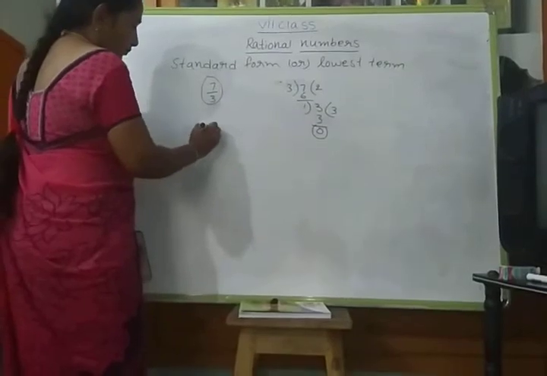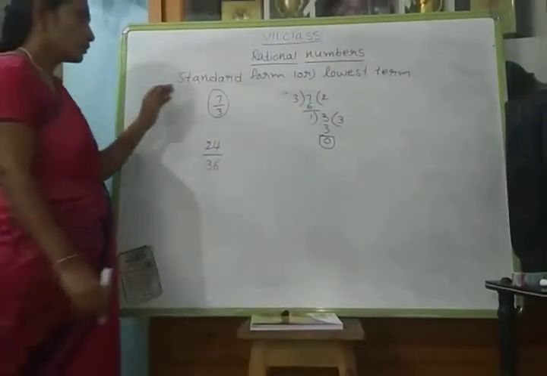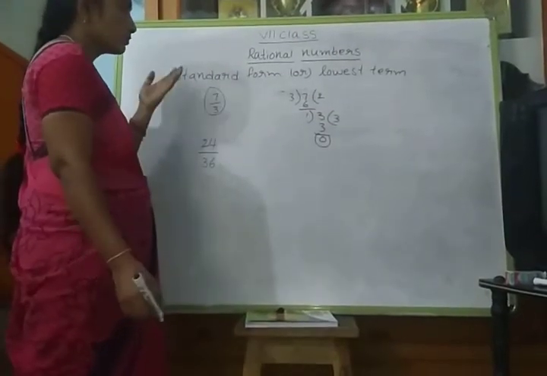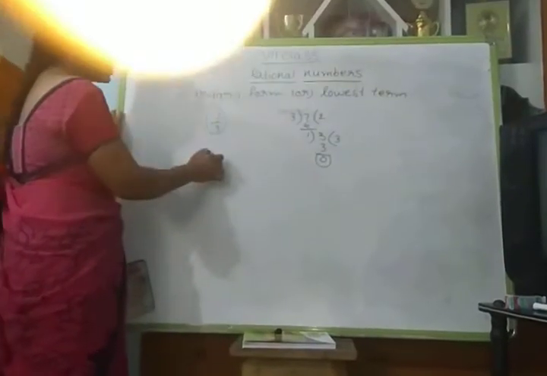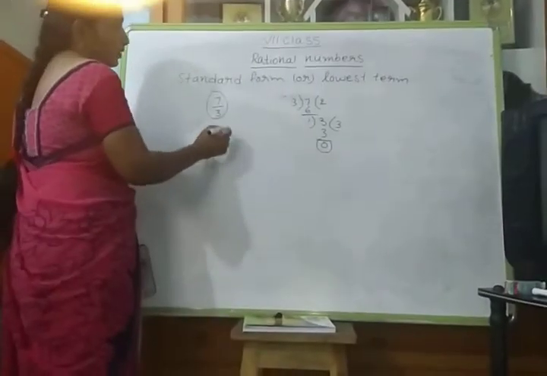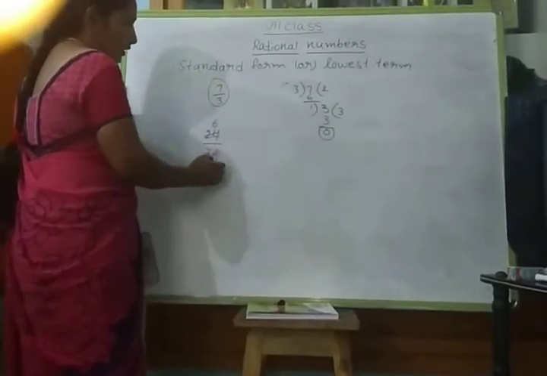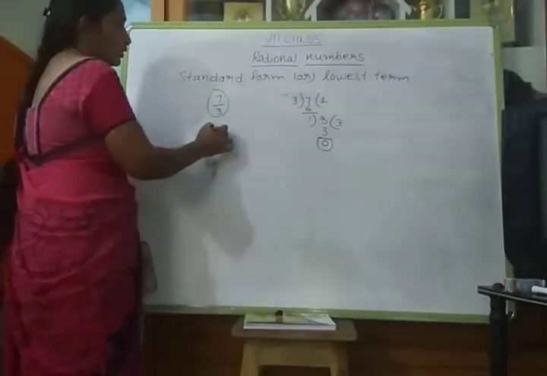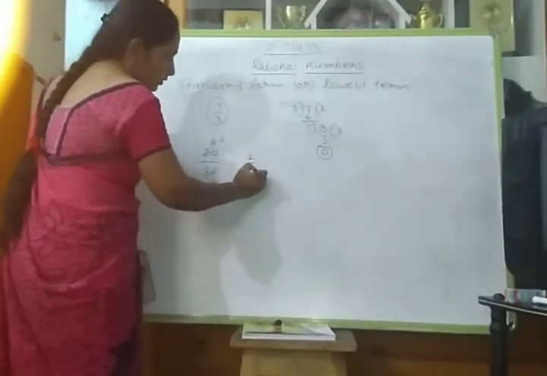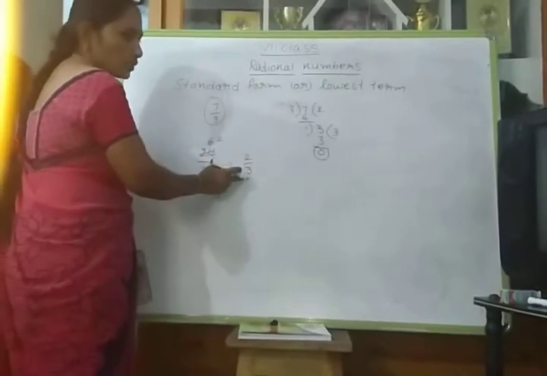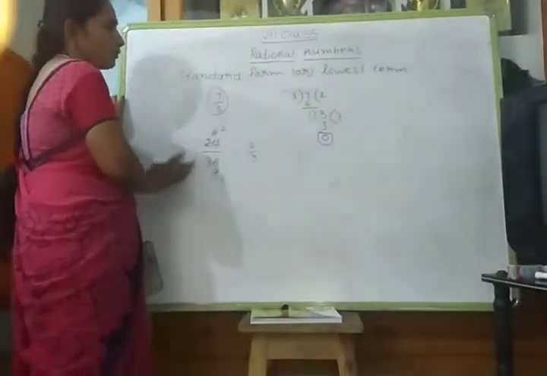For example, 24 by 36. If these were prime numbers, we could say it is in standard form. These are not prime numbers, so simplifying is possible. With the 4 table, 4 6s are 24, 4 9s are 36. Again 3 2s are 6, 3 3s are 9. So 2 by 3. Now we converted it into standard form. Means we have to simplify the given rational number.